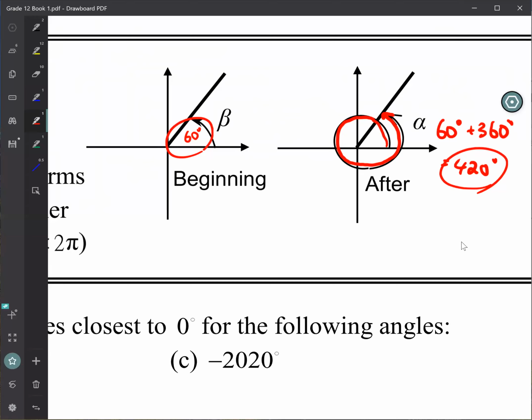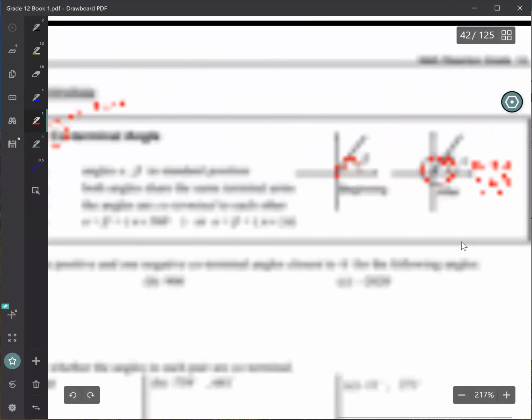So same thing, it could be negative. If you turn the other way, then you could also have a negative coterminal angle. As long as they stop at the same place, then they are called coterminal angles.